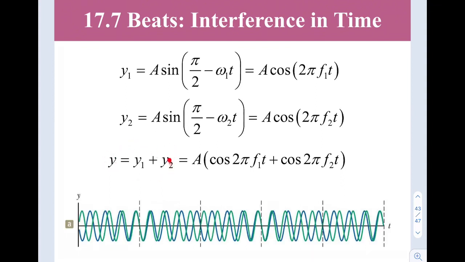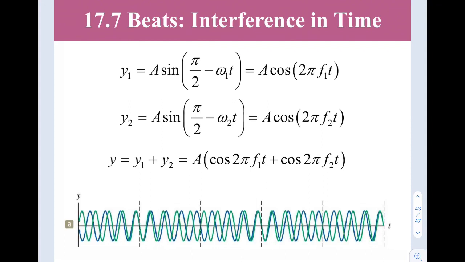So if we have a beating process, it means that interference in terms of time interval, or temporal interference, is going to happen. Interference means that they are going to combine based on the superposition principle. So the product of these two combined is equivalent to this.